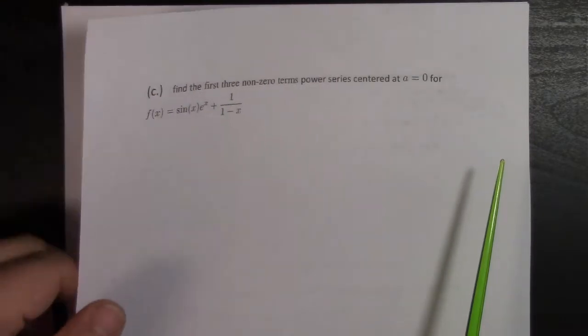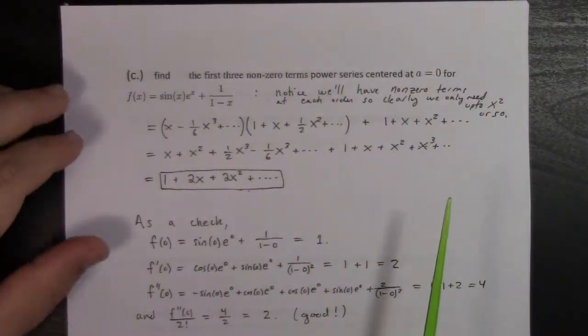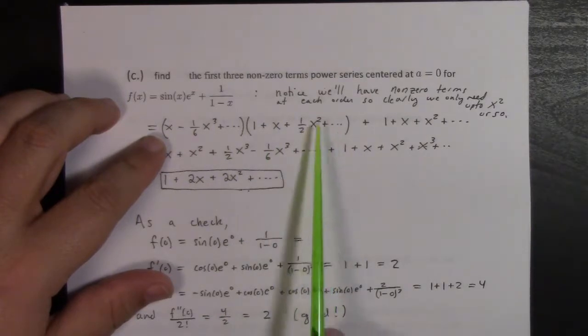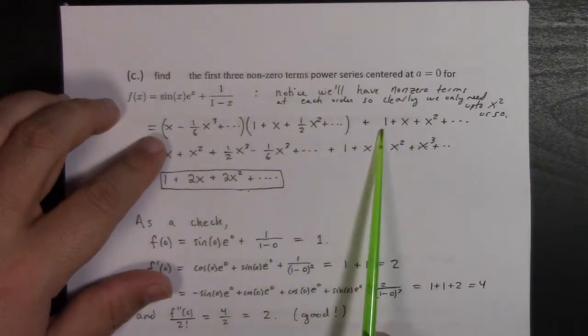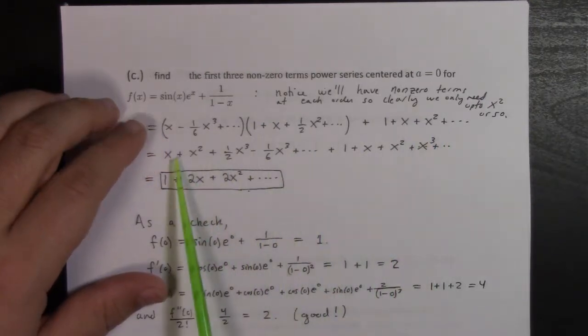Let's see how it goes. For part D, the polynomials, I'll probably do Taylor for that one. All right, let's see what I did. So I took the series for sine, I took the series for e to the x. This is geometric, so I put down what it is, and then I just collect stuff together.